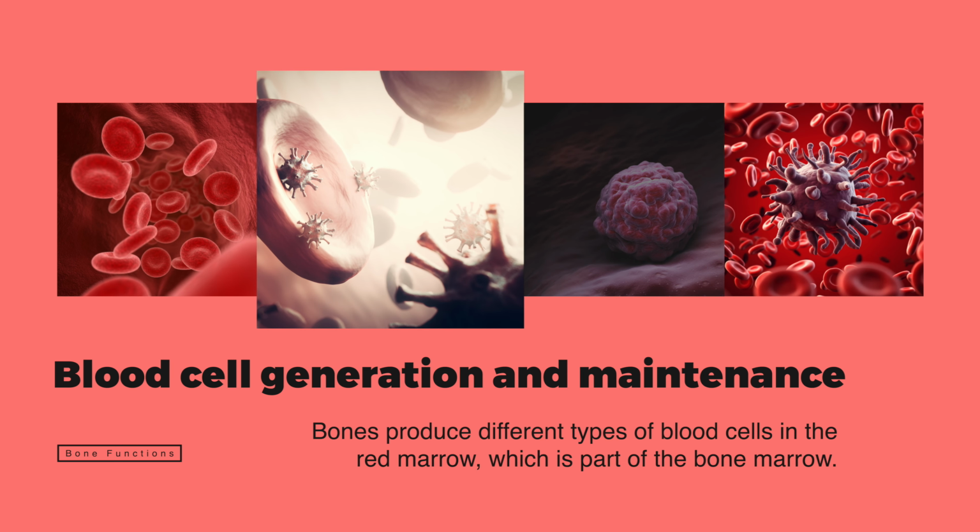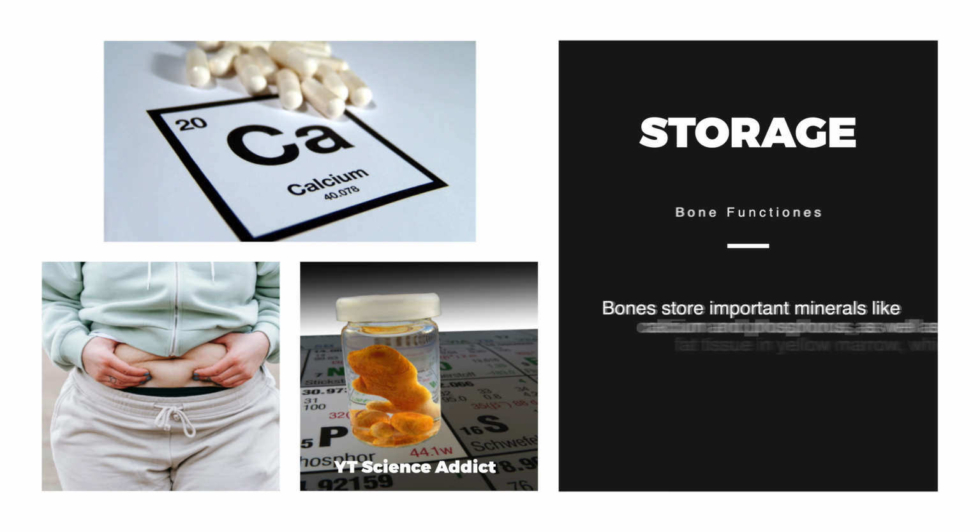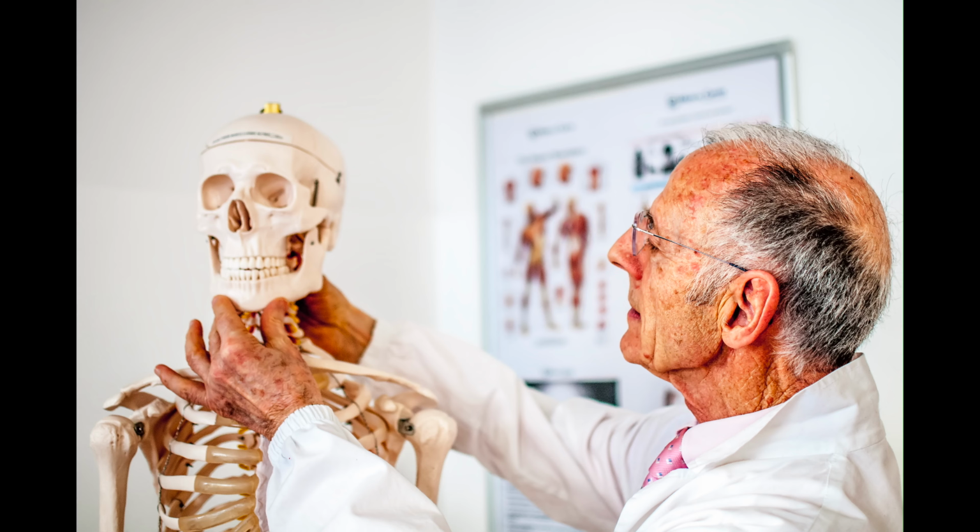Blood cell generation and maintenance. Bones produce different types of blood cells in the red marrow, which is part of the bone marrow. Storage. Bones store important minerals like calcium and phosphorus, as well as fat tissue and yellow marrow, which can be broken down and used for energy if needed.